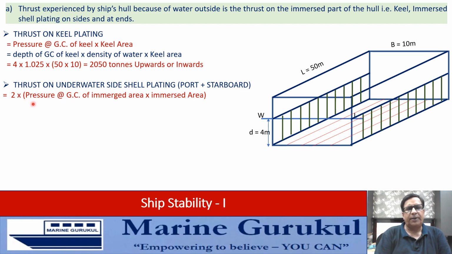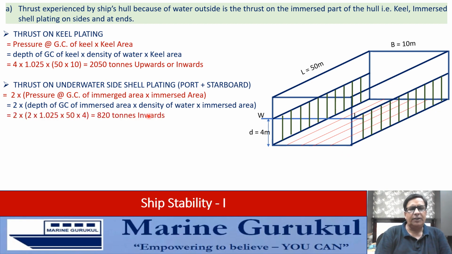Because what you'll get in the bracket would be a thrust only on one side and doubled up to account for the other side. This shall be the depth of the GC of the immersed area into density of the water into immersed area. Now this immersed area you can see is a rectangle whose length is 50 meters, height is 4 meters. Its geometric center shall be at the intersection of diagonals. The depth of the geometric center shall be 2 meters from the liquid level.